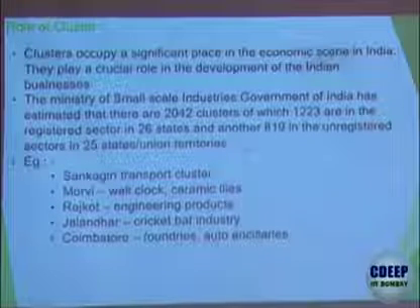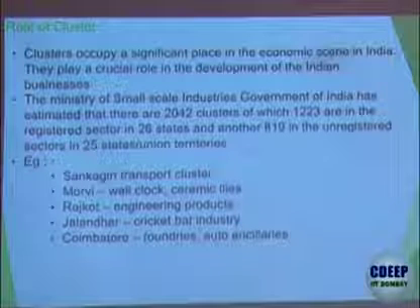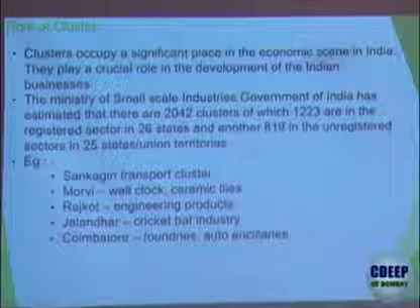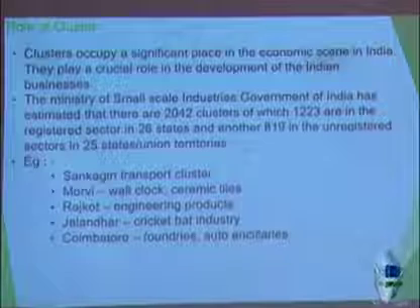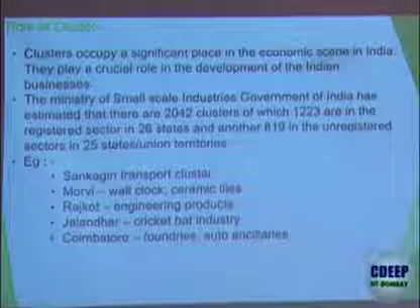Now the examples, we have given different examples. There are many examples, such as Shankaragiri Transport Cluster in Tamil Nadu, Morbi in Gujarat, Rajkot in Gujarat, Jalandhar in Punjab, and Coimbatore as well. So these are the different clusters where they have excelled as a business.